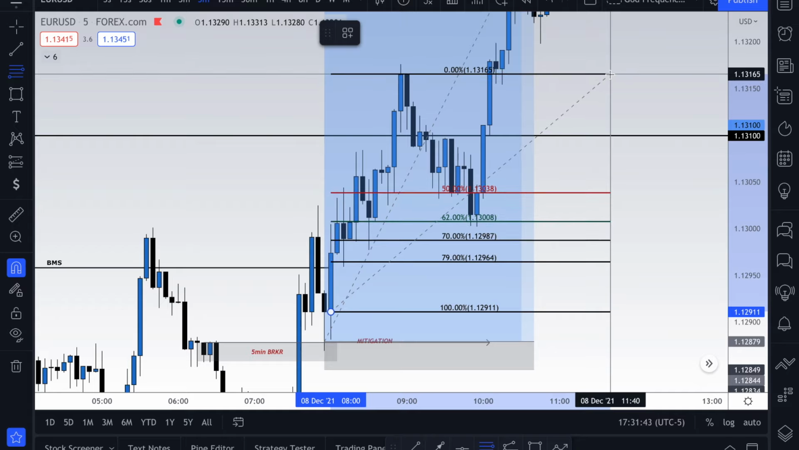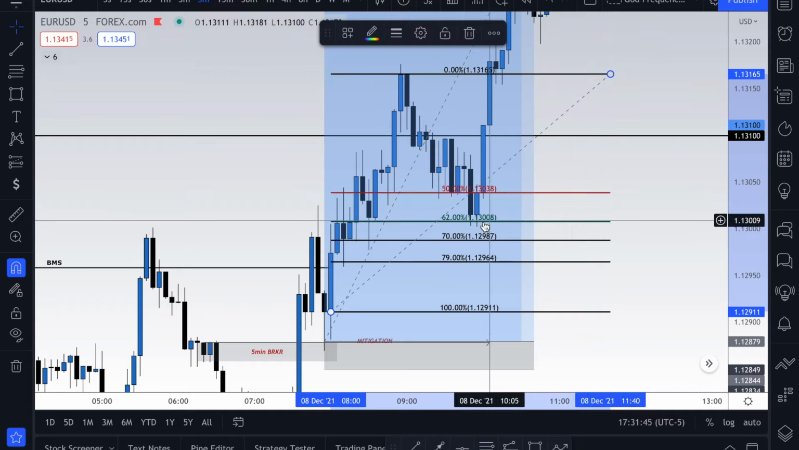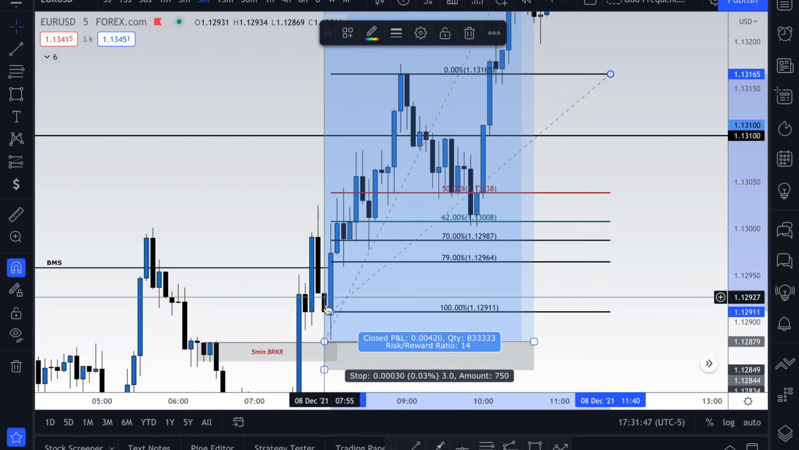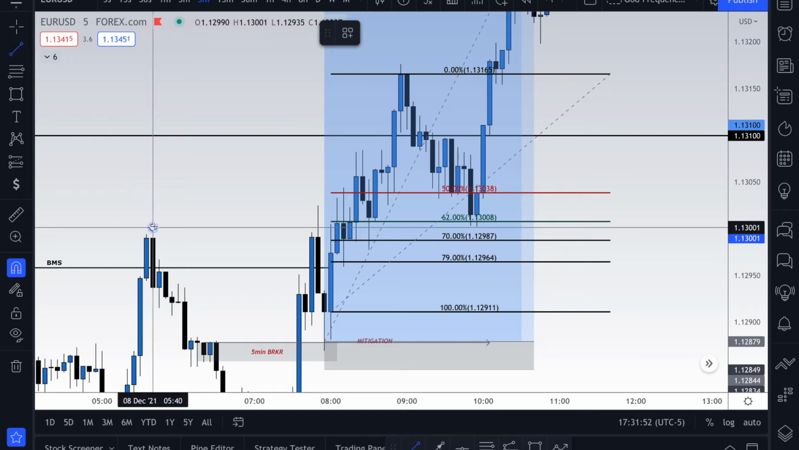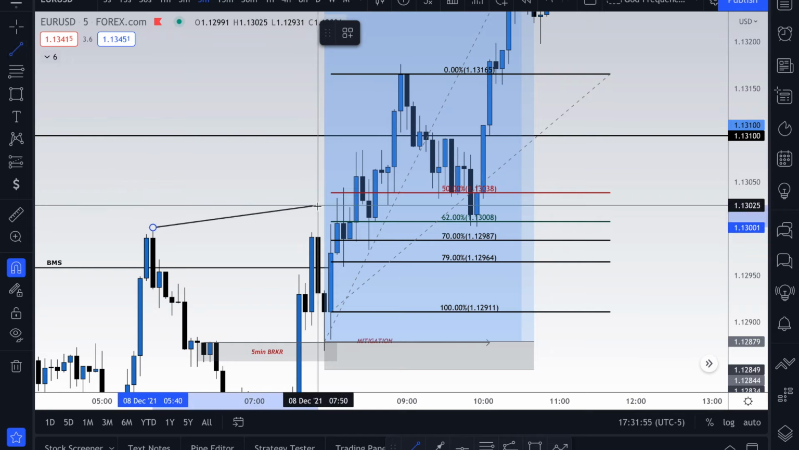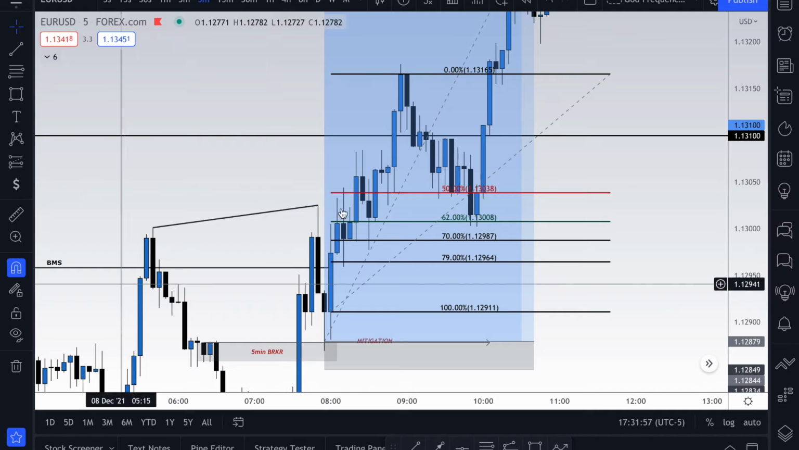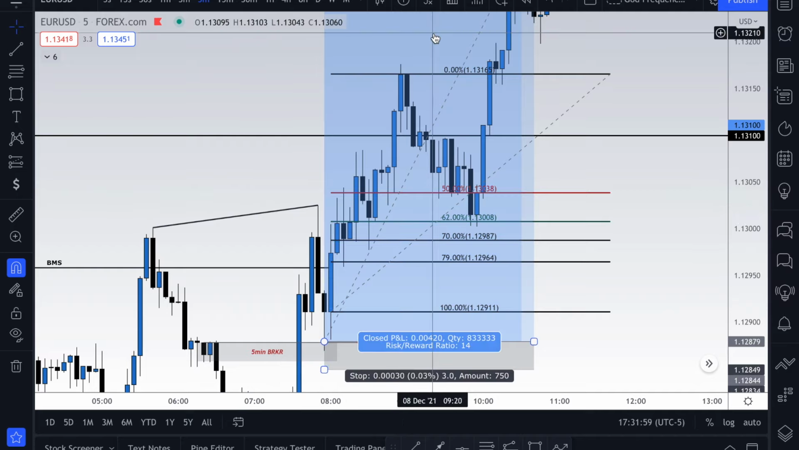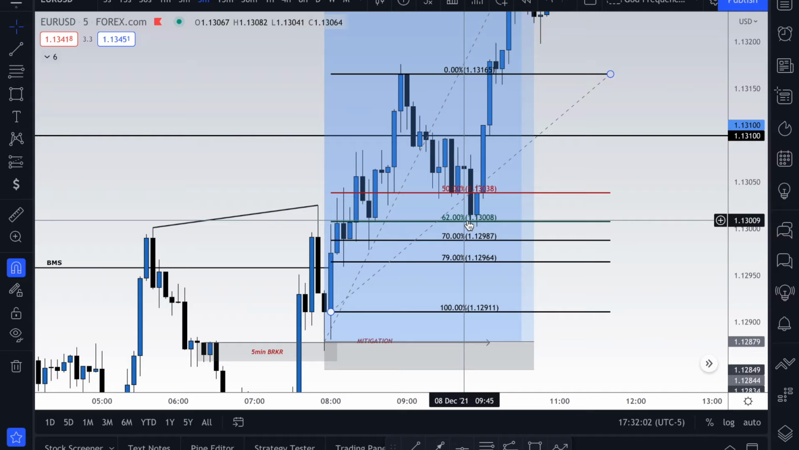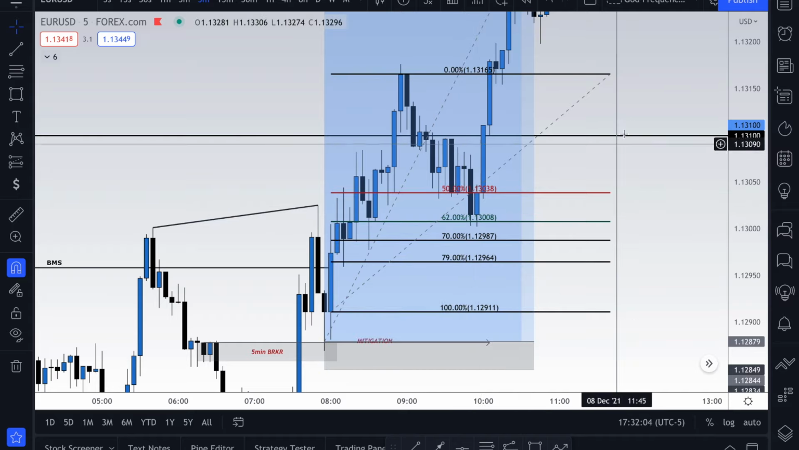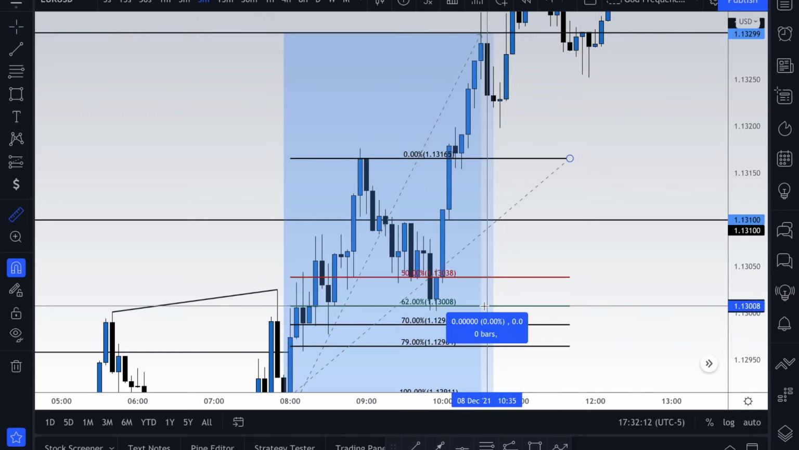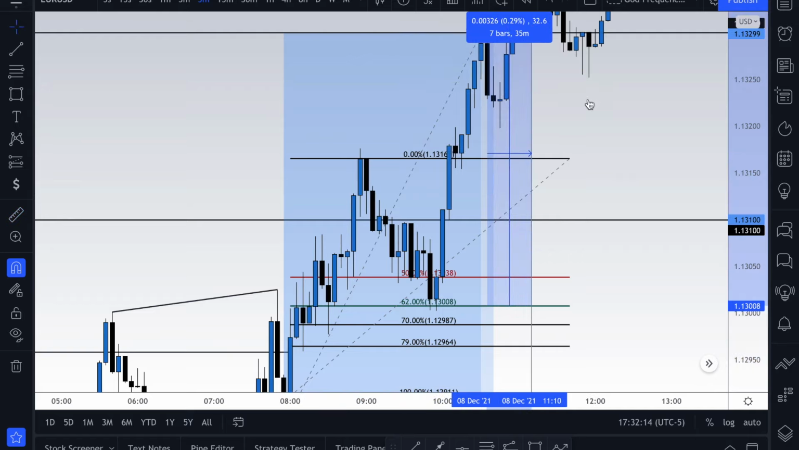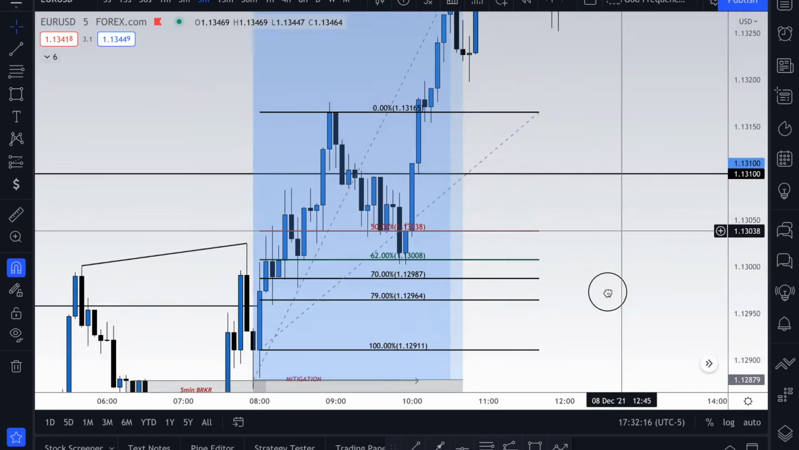So let's just say you missed that, or you wanted to take a second position. You run your fibs from this swing low to that swing high that broke this structure here. You run it from that low to that high, you get a 62 retracement level to the pip. And then boom, you could have taken a second position here, and that could have been another 30 pips right there. So that could have been 2 positions right there.